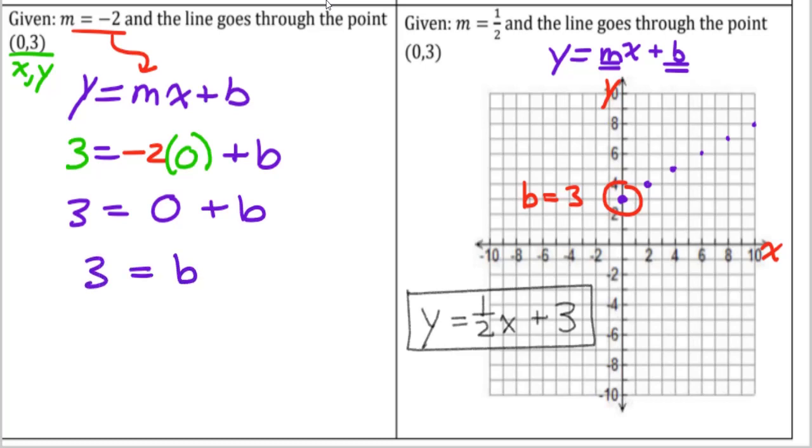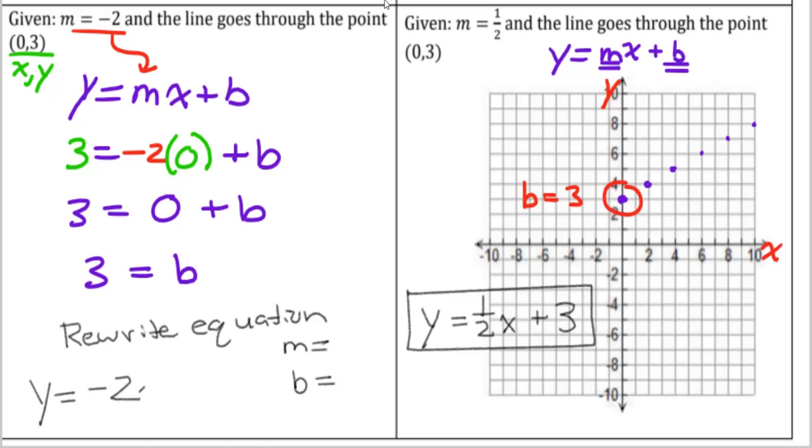That's it. So now that I'm done, your job is to rewrite the equation using m and b. So y equals, I know m, negative 2x, plus, because it's positive, 3.